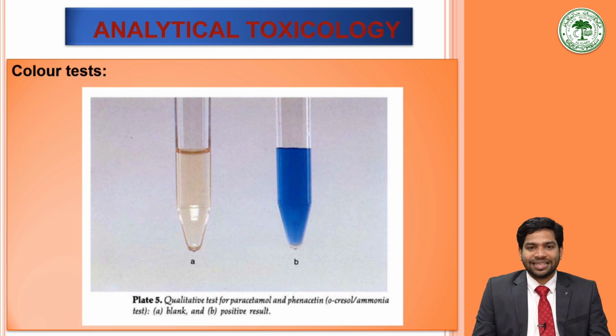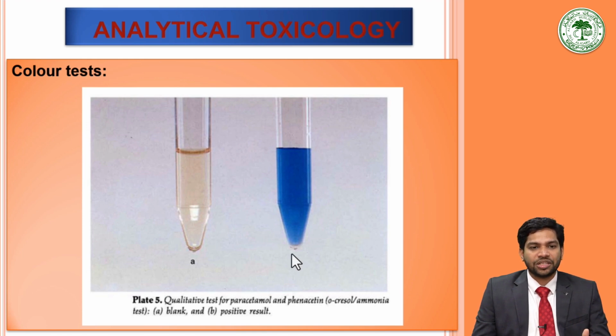To perform the test, add 0.5 ml of hydrochloric acid to 0.5 ml of the sample. Then boil it for 10 minutes and let it cool down. Then add 1 ml of the O-cresol solution to 0.2 ml of the hydrolysate that has been created, and 2 ml of the ammonium hydroxide solution, and mix for 5 seconds. A strong royal blue color developing immediately indicates the presence of paracetamol.